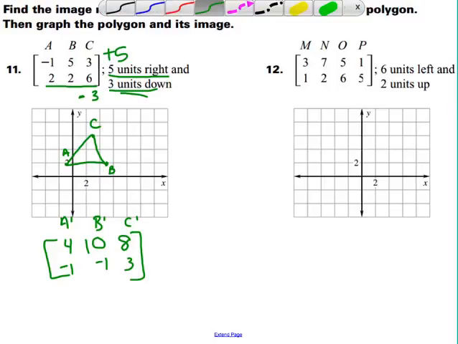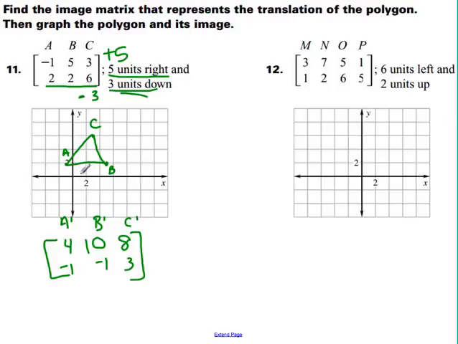Let me change colors for that. Boom, we'll start drawing in red, I guess, for a little while. We're over 4, we're down 1, that looks like this. This is now A prime. B is over 10, so 2, 4, 6, 8, 10, and down 1. So that's B prime. And C would be over 8, which would be right about here. And then up 3, 1, 2, 3. Here is C prime. We draw the little business going on here. There it is. And there's our new image.